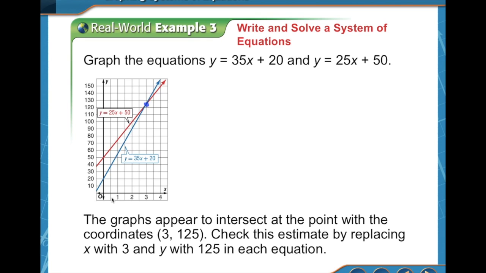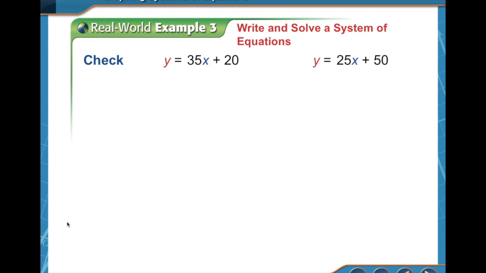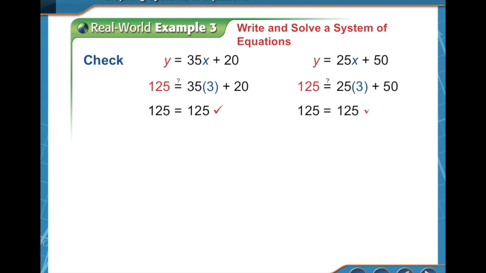So what does that mean in terms of our graph? Well, what did we say this was? Well, x was weeks, and our y-axis was miles, if we remember right. So after 3 weeks, they've ridden the exact same number of miles. So that answers our question. We can double check that those values are true, and we see they're balanced on both sides.